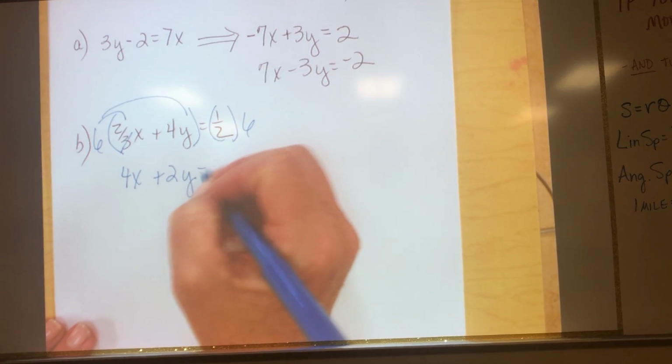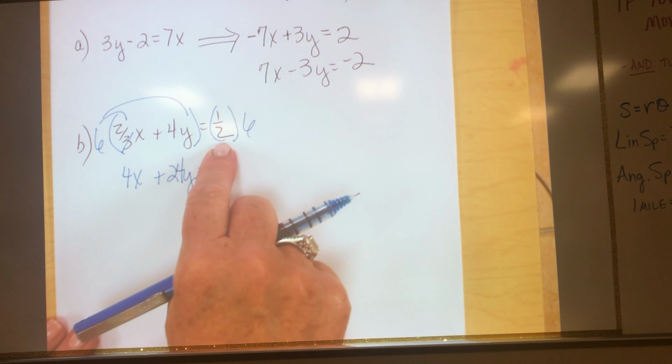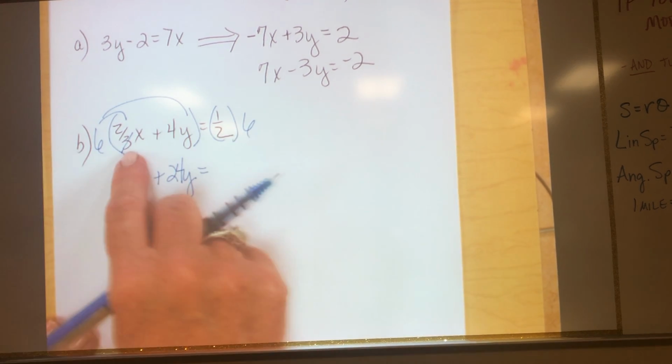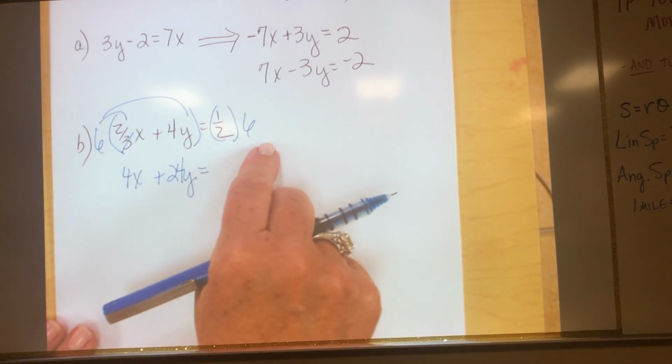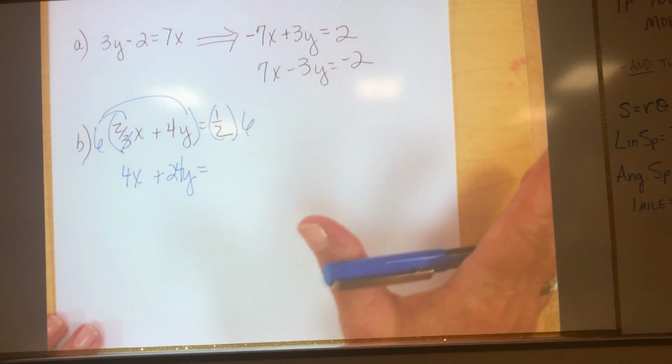Wait, so why did you multiply by 6? Because the least common multiple between 3 and 2 is 6. Start with the biggest number and list its multiples. 3 times 1 is 3, 2 doesn't go in. 3 times 2 is 6, 2 goes in. It's also the least common denominator. Okay? That's another way to think about it.